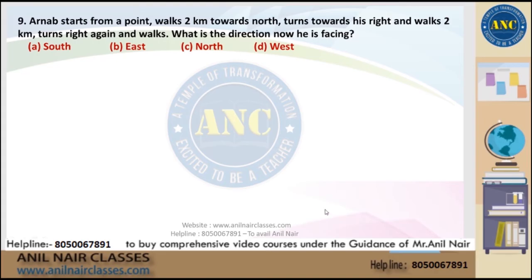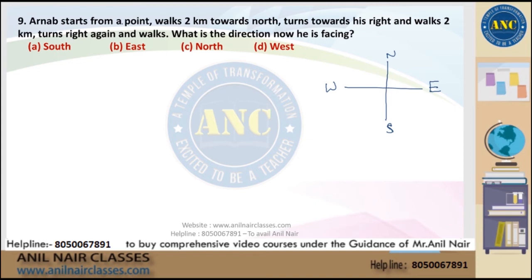Arnab starts from a point, walks 2 kilometers to north, turns towards his right and walks 2 kilometers, turns right again and walks. What is the direction now he is facing? Okay, now first let us draw the directions. North, south, east and west.